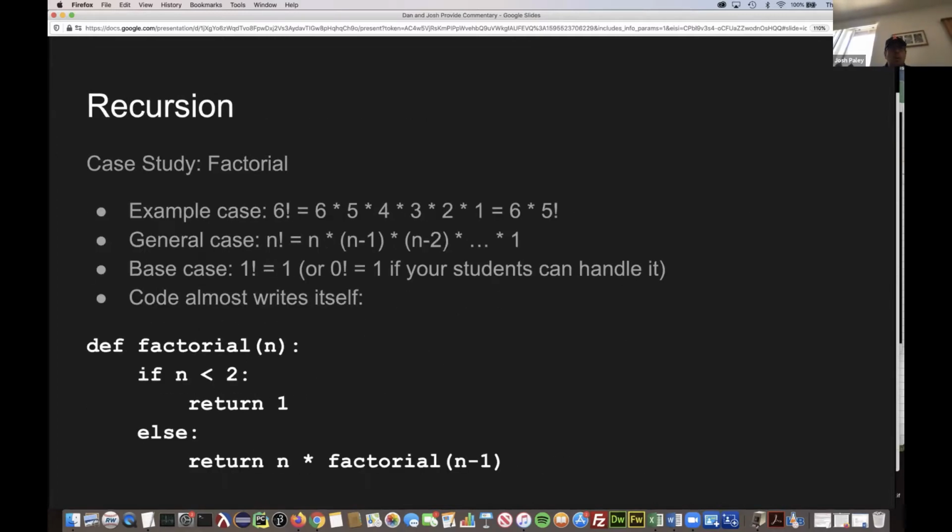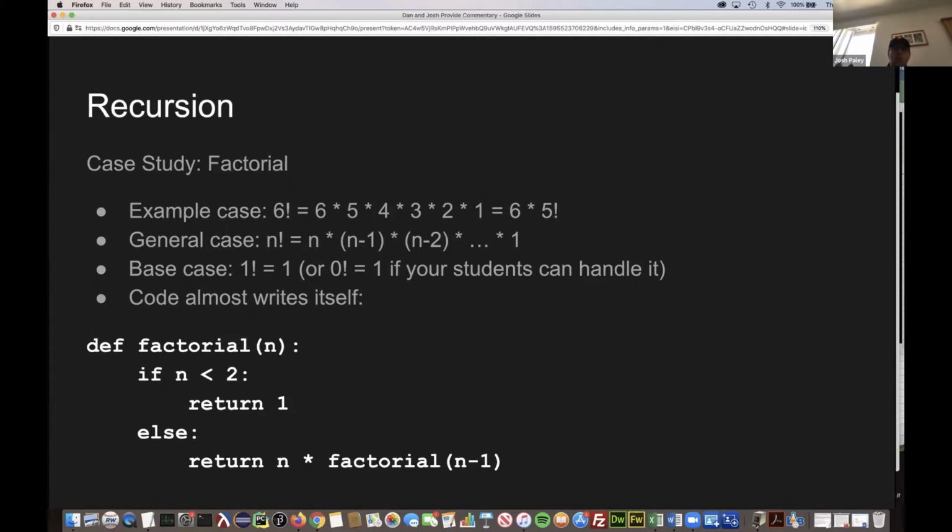So if we think of the definition of factorial, we might note that 6 factorial is 6 times 5 times 4 times 3 times 2 times 1, which is also 6 times 5 factorial. And if you look at it that way, then the general case emerges where n factorial is the same thing as n times n minus 1 factorial. It should have been in this slide, sorry about that. And the smallest examples we can come up with are 0 factorial and 1 factorial, both of which are 1.